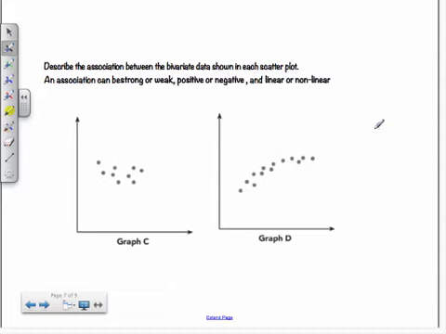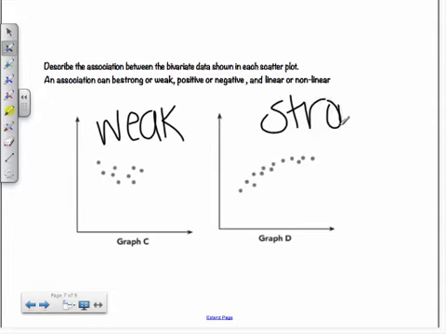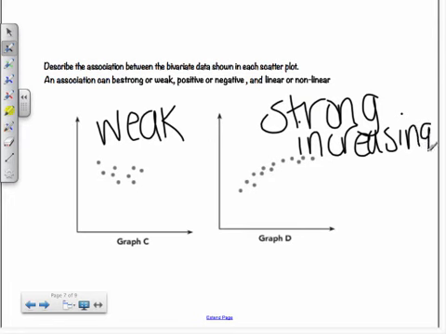Okay, so for graph C, I would also say that it has a weak correlation or a weak association. And then for D, I would say that it is pretty strong actually. And it's increasing, which means it's going up. And if you look at it, the general pattern of the graph looks like it is going in a curved pattern, which means that it is nonlinear. Okay?